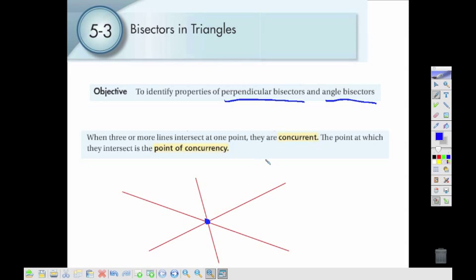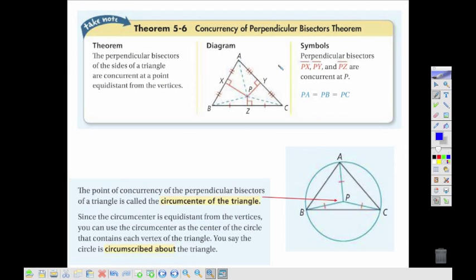And when you have three or more lines meeting at the same point, we say that they are concurrent. They're all meeting in the same point. And we can call that point a point of concurrency. So there's going to be some special things we'll learn about these points of concurrency. Now the first one is dealing with perpendicular bisectors.